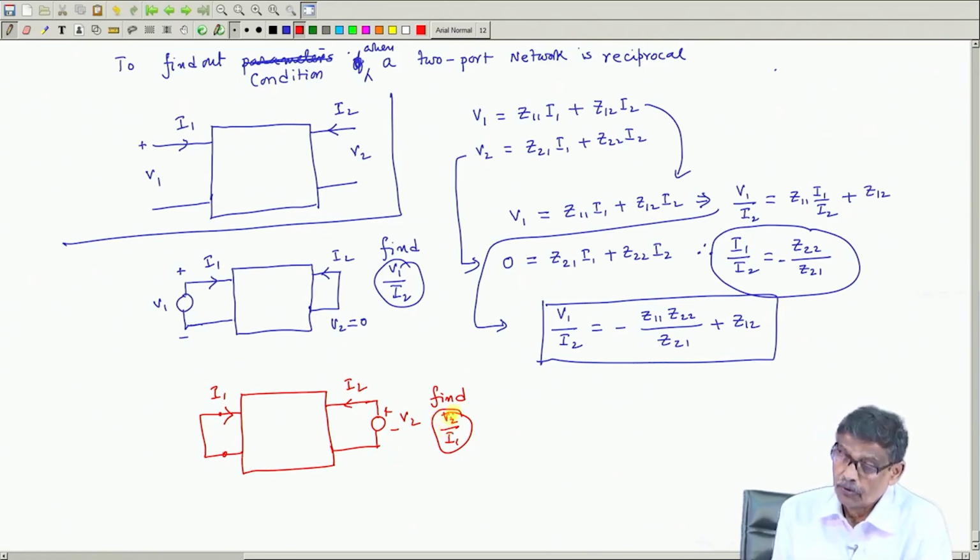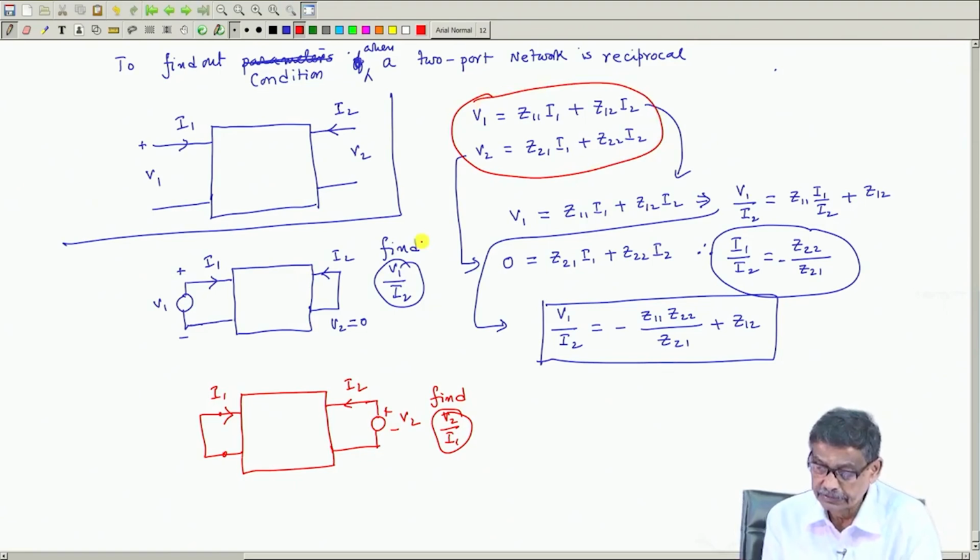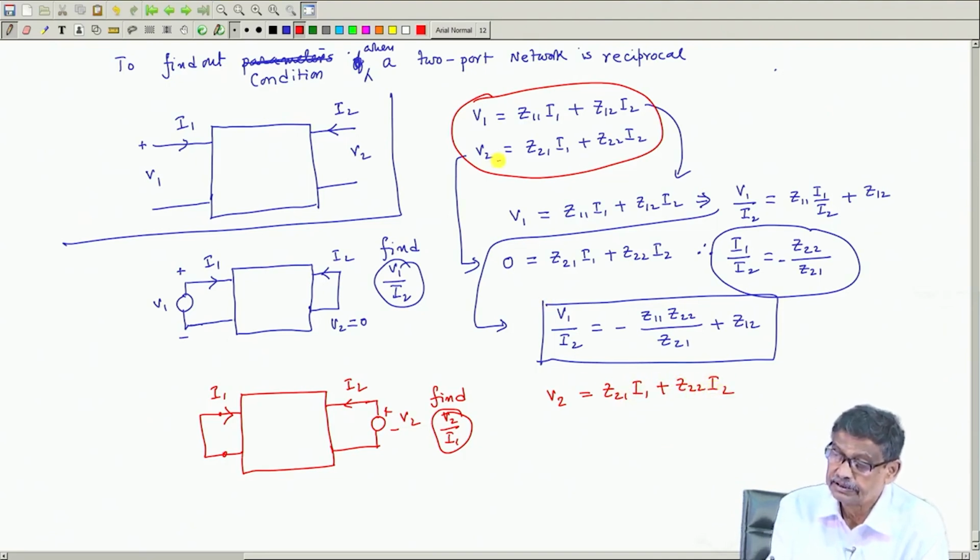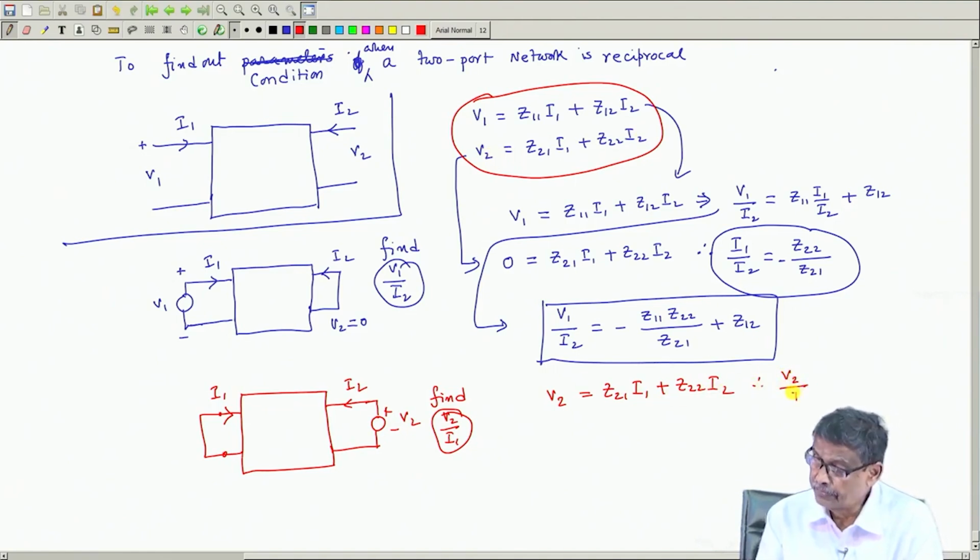Now, how to do it? These are the basic equations. Once again I go to those equations and say that V2 by I1 is to be found out. From the second equation, V2 is equal to Z21 I1 plus Z22 into I2. Therefore, V2 by I1 will be equal to Z21 plus Z22 into I2 by I1.